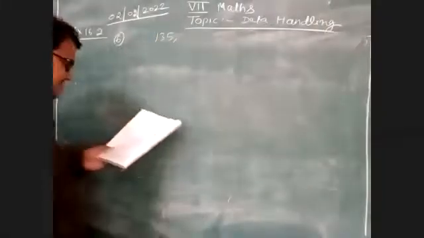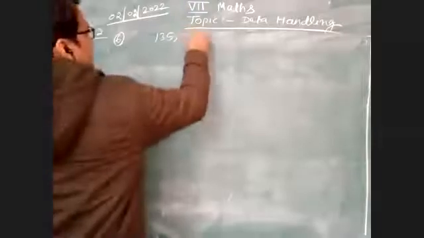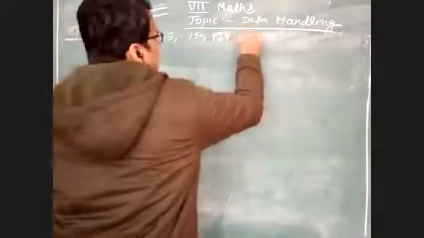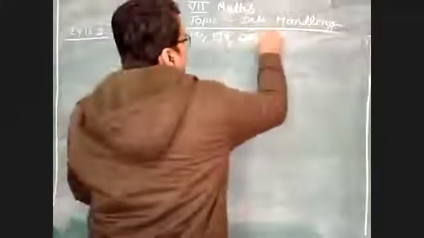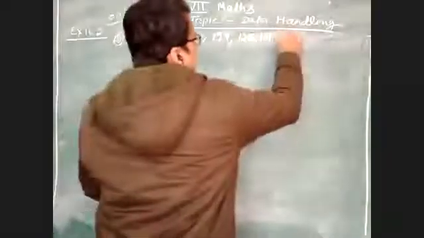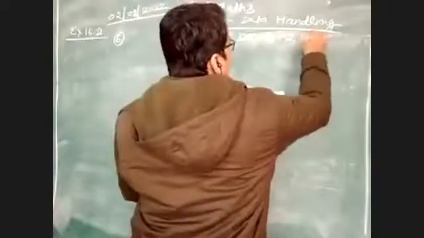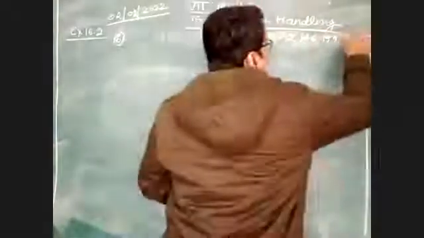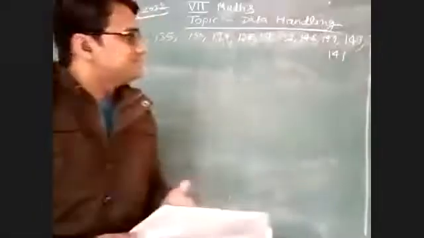First girl's height 135 centimeter, all are given in centimeters. 150, then 139, 128, 151, 132, 146, 149, 143, and next is 141. These are the data given in this form. These are the heights of 10 girls measured in centimeters, given in this form.